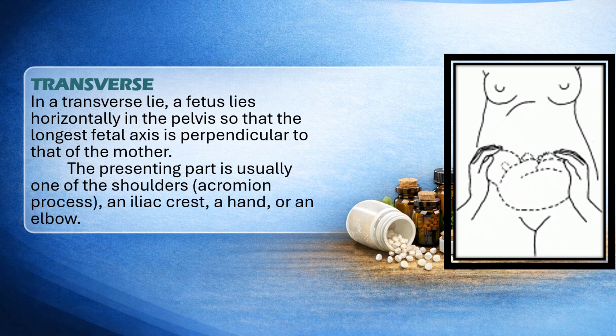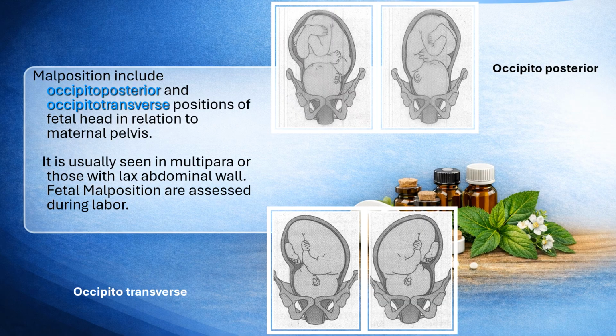In the transverse lie, the fetus lies horizontally, and here the presenting part is either a shoulder, a hand, an elbow, or the umbilical cord. In the occipitoposterior position, the baby's head faces the mother's abdomen instead of her back. The same applies in occipitotransverse, where the baby's head is situated transversely. This can cause intense back pain, prolongation of the labor, and increased risk of operative delivery.